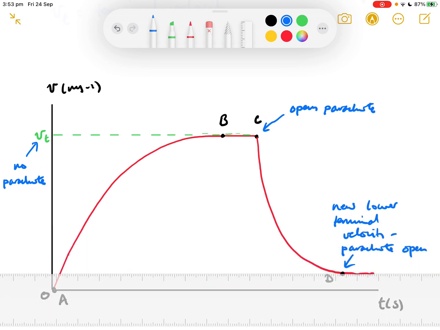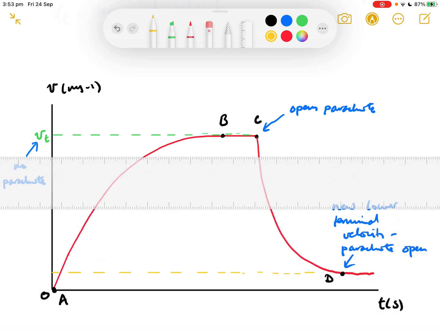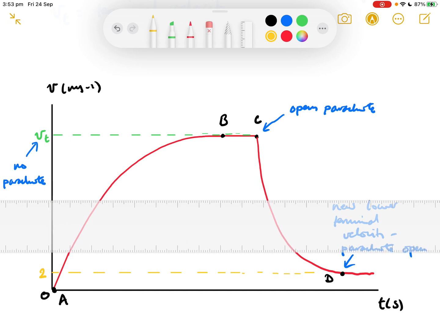I mean, typically for a parachute, the terminal velocity of the parachutist might be perhaps 2 meters per second, something of that nature. Whereas when we're up at the top end of things, we're talking there at maybe 40 meters per second or thereabouts. Something really quite fast. So that is terminal velocity.